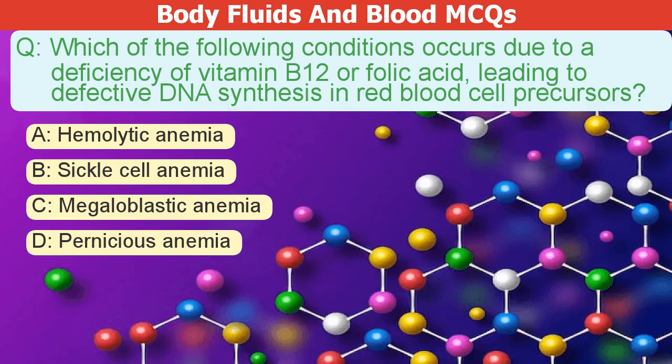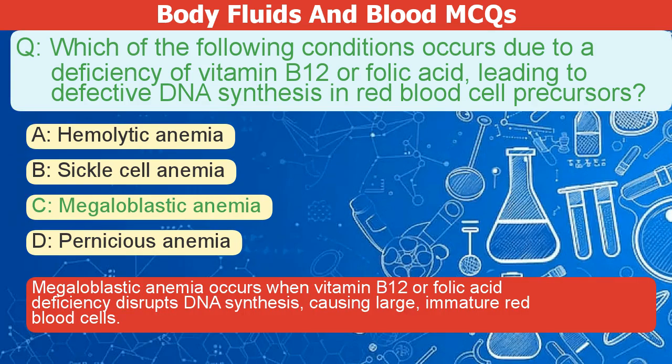Which of the following conditions occurs due to a deficiency of vitamin B12 or folic acid, leading to defective DNA synthesis in red blood cell precursors? A. Hemolytic anemia. B. Sickle cell anemia. C. Megaloblastic anemia. D. Pernicious anemia. The correct answer is C. Megaloblastic anemia occurs when vitamin B12 or folic acid deficiency disrupts DNA synthesis, causing large, immature red blood cells.